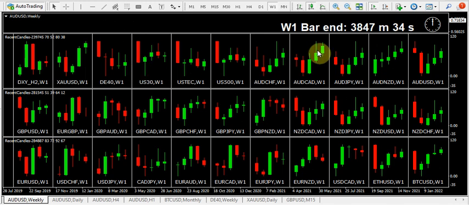Thinkorswim have one, MT5 definitely have one. There are different versions of this. You can set it up in all sorts of different ways. As I said, search using dashboards and you will see the progression of me developing this dashboard.